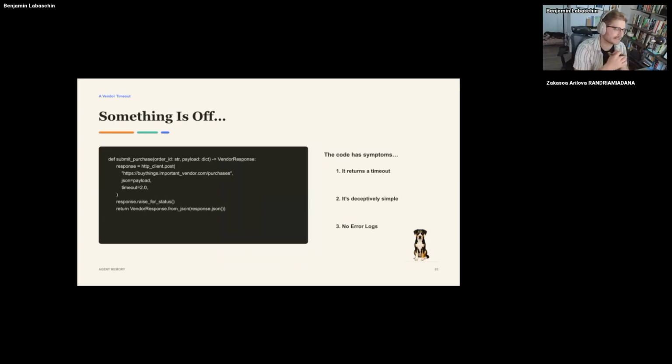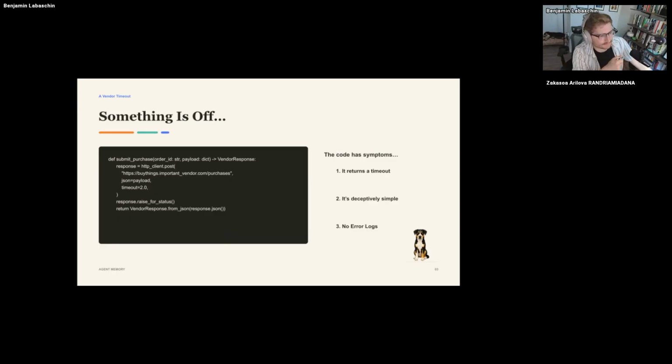And the problem is that we see this Python function. It seems like a standard Python function. You say, okay, we were making some sort of submit purchase request for a company. The company is called Very Important Company because it's very important. And we are trying to work with our vendor. So we've got https://buythings.importantvendor.com/purchases. We're sending a payload. We get a time, we're setting a timeout for 2 seconds, and we're saying, hey, we want to make sure that we've made the right purchase for the vendor.